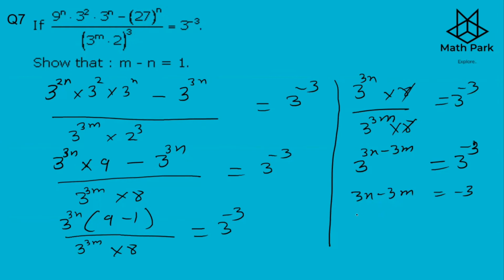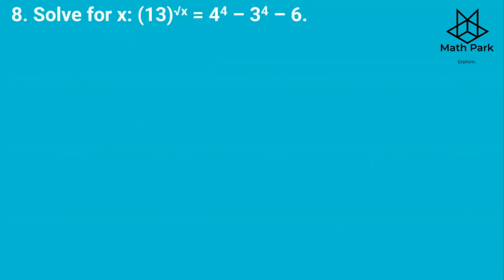So I'll be getting 3m minus 3n is equal to 3, multiplying by minus 1 or shifting it. Now taking 3 common, 3 in bracket m minus n is equal to 3. So you get m minus n is equal to 3 upon 3, which is equal to 1. Hence proved, m minus n is equal to 1. Got it?